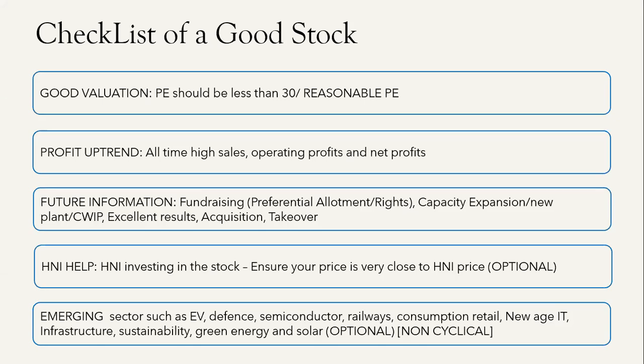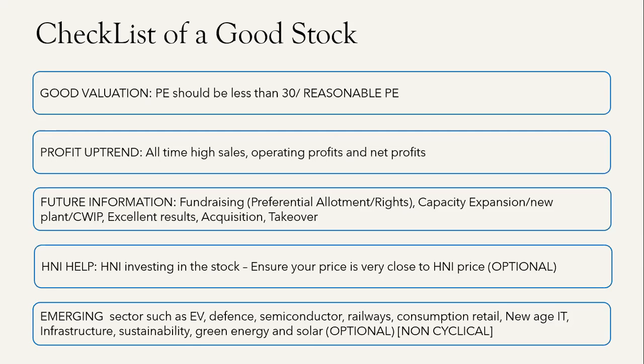And your stock should be in an emerging sector, right? Preferably, all 5 should be met. But it is tough to meet all 5 criteria. Which are the most important criteria? Profit uptrend is the most important criteria. Good valuation is the second most important criteria.